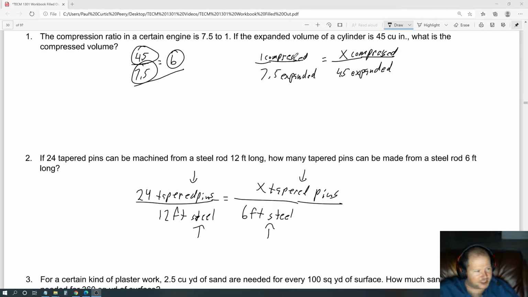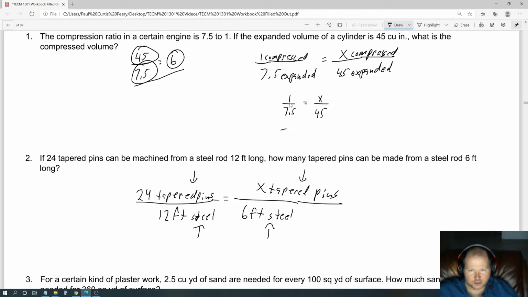I've set this up. I label things to make sure that you understand where to put the units. So we have tapered pins at the top and tapered pins at the top, and we have feet of steel at the bottom and feet of steel at the bottom. And that shows you that this is the correct way to set it up. Okay, so again, make sure that your units match on the top and your units match on the bottom.